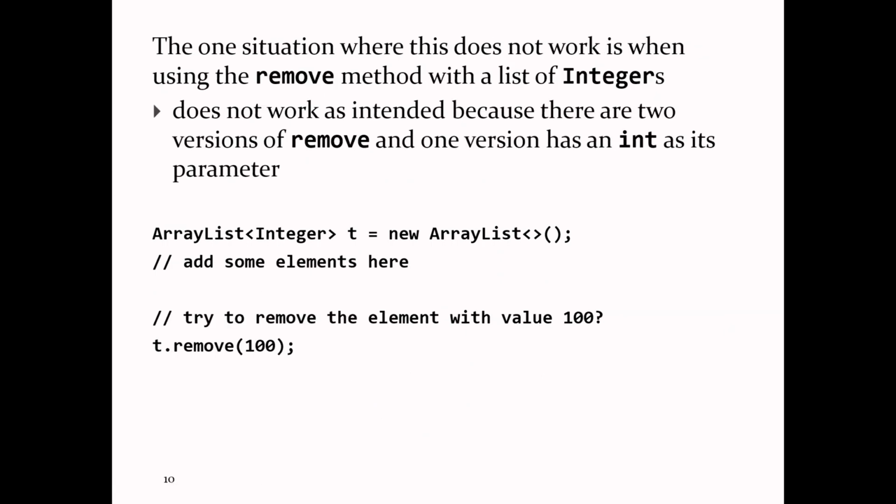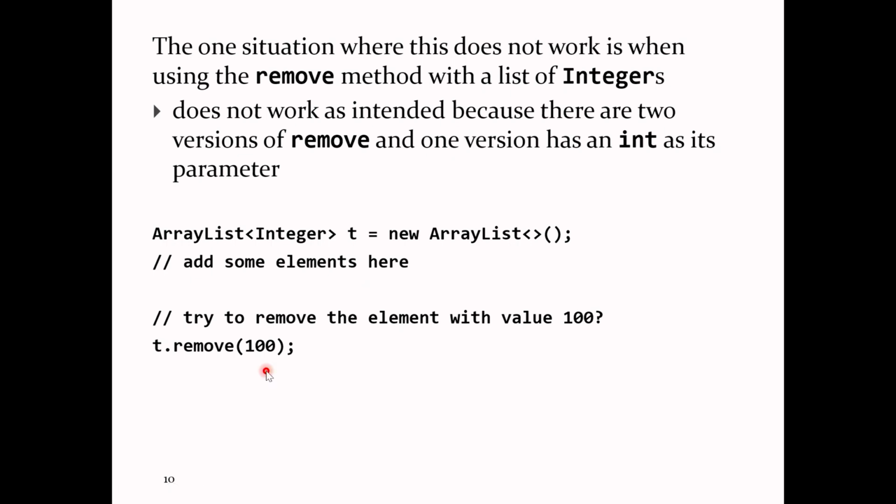There's one situation that you might want to keep in mind where this doesn't work. If you make a list of Integer and add a bunch of elements to the list, and decide later on that you want to remove an element, there's a remove method. The unfortunate part is that there are two remove methods. One takes in an int and removes the element at that index. The other takes in a value, searches the list for that value, and removes the first occurrence of that value.